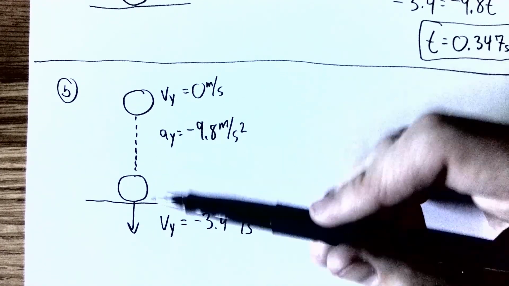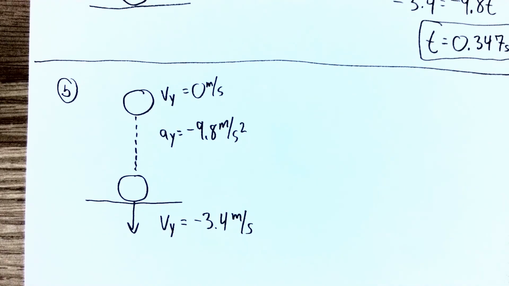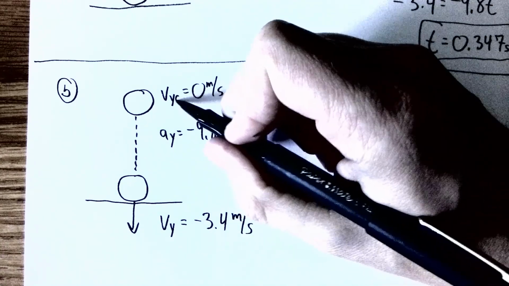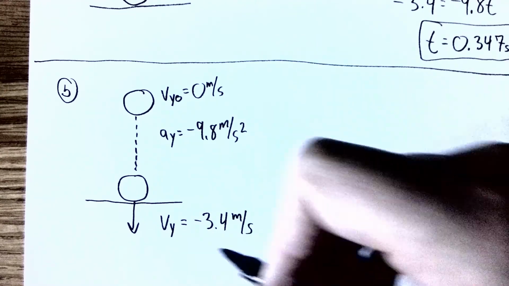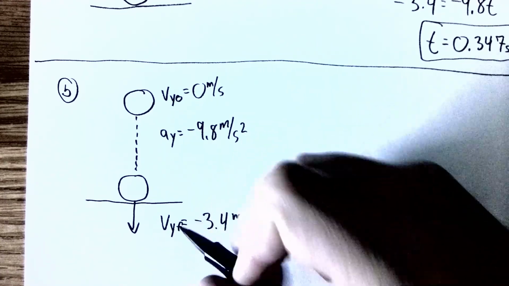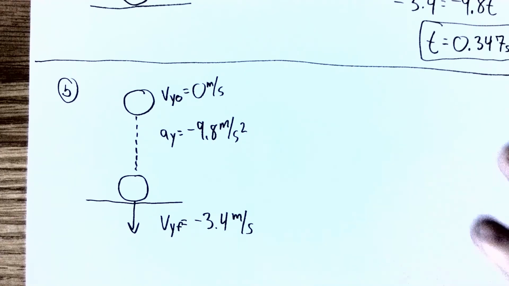One of them has to be initial, one of them has to be final, and it's pretty, I mean, in my opinion, it's clear. What do you think? Which one's initial? The top one, the 0, because it's falling back down. This is our final down here. Same equation.